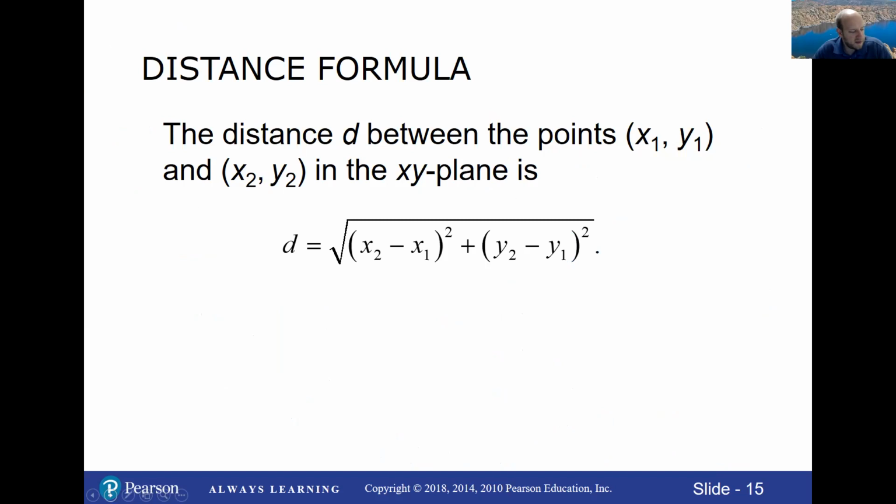Now, we're going to get into something called the distance formula here. So this is when you could have 2 points, let's say on a graph in the XY plane, and you could find the distance between those 2 points using this formula. And it goes like this. It's D, and D stands for distance. The distance is equal to the square root of the x value of one of the points minus the other x value squared, plus the y value of one of the points minus the y value of the other point squared. And then we square root all that.